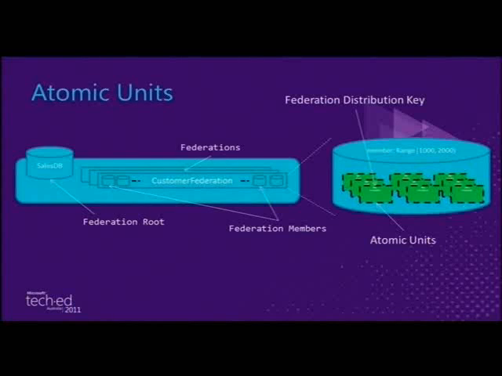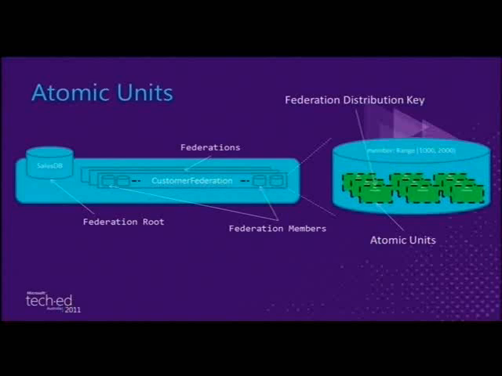Now the next really important concept is the concept of the atomic unit. When you make a federation, you define a distribution key. Say this is a federation about customers. You might use the customer ID as the federation distribution key. Now, inside the federation, say we have a customer table, an order table and an order detail table. That's fairly common.